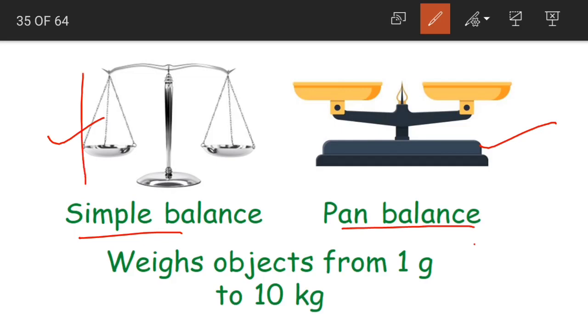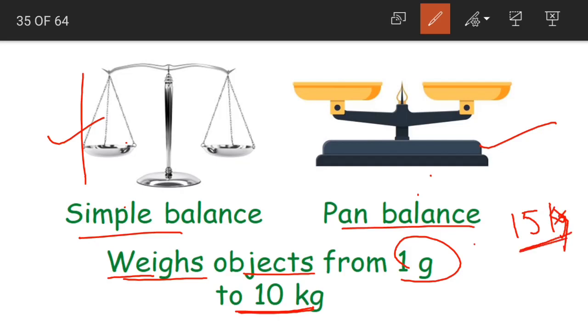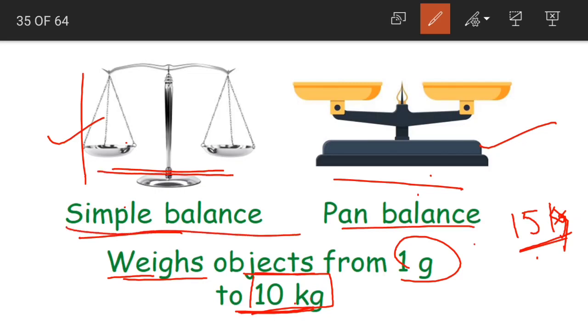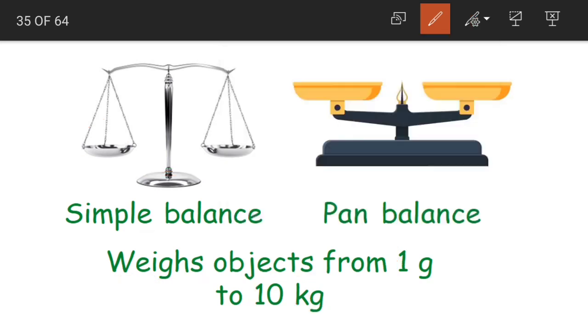But these two balances can weigh objects only from 1 gram to 10 kilograms. If I have an object which weighs more than 10 kilograms, suppose it weighs 15 kilograms, I cannot use these two balances to weigh it, because their capacity is only up to 10 kgs. If the weight of the object is more than 10 kgs, then we cannot weigh the object using our simple balance and our pan balance.